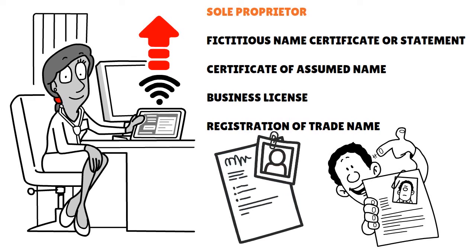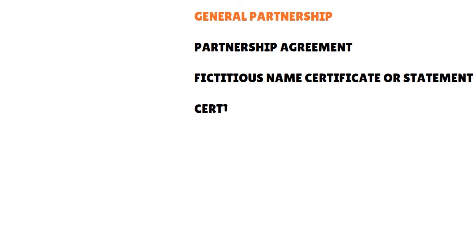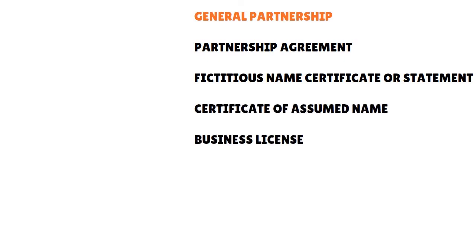Okay, for a general partnership, you will need one of the following original or certified business documents: partnership agreement, fictitious name certificate or statement, certificate of assumed name, or business license.